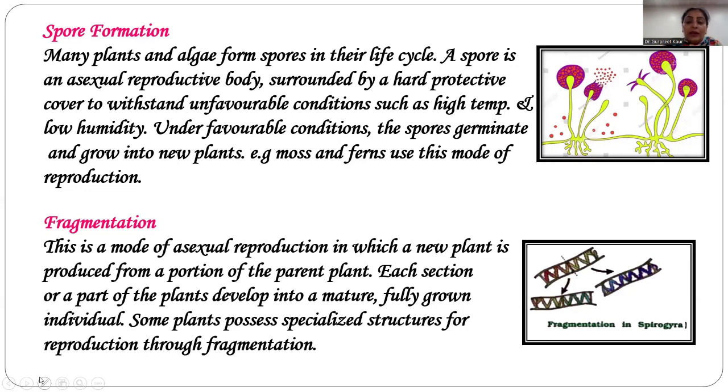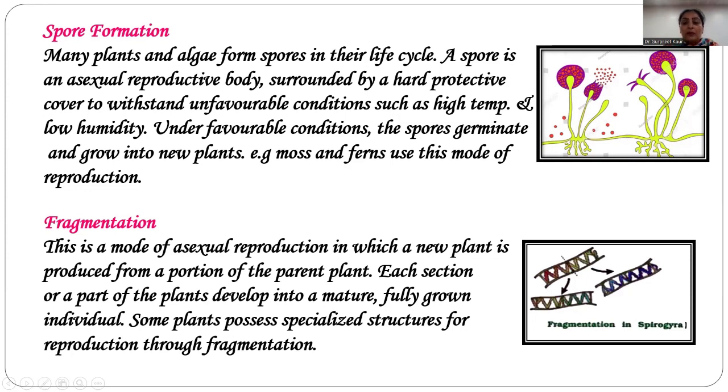They're covered by a covering. That covering is known as cyst. That cyst, or the covering, makes the spores dormant. Dormant means they can withstand unfavorable conditions such as high temperature, low humidity. They cannot germinate under those conditions. But under favorable conditions, these spores germinate and they grow into new plants.